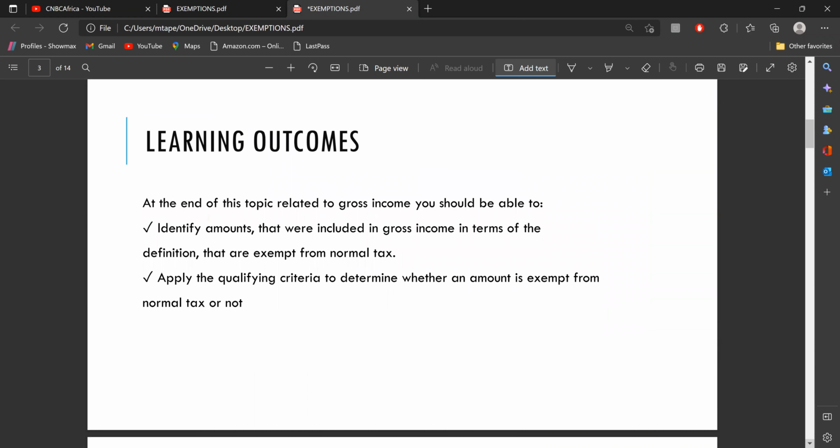So let's take a look at the learning outcomes. At the end of this topic related to gross income, you should be able to identify amounts that were included in gross income in terms of the definition that are exempt from normal tax. Secondly, you should be able to apply the qualifying criteria to determine whether an amount is exempt from normal tax or not.